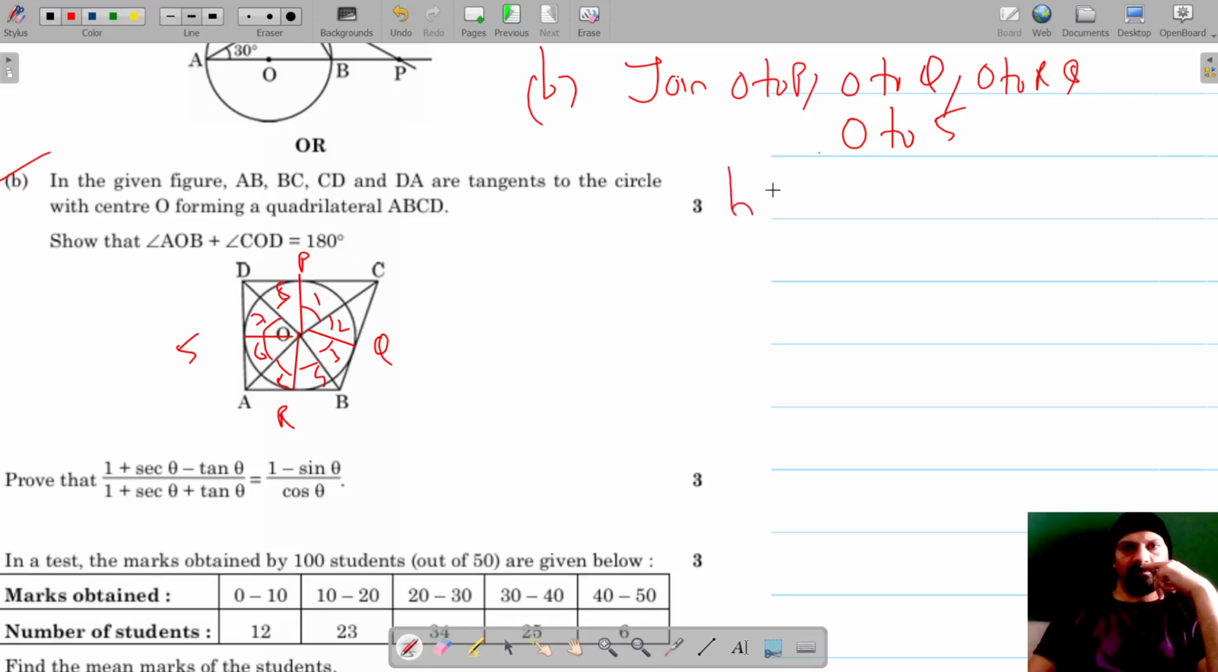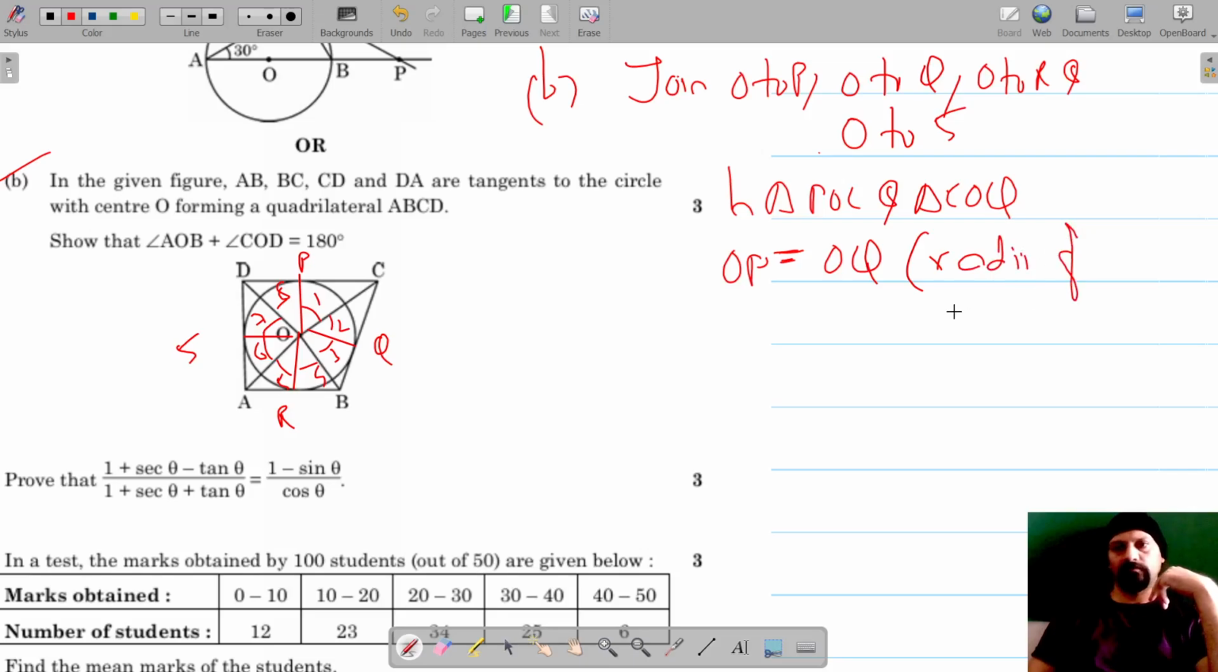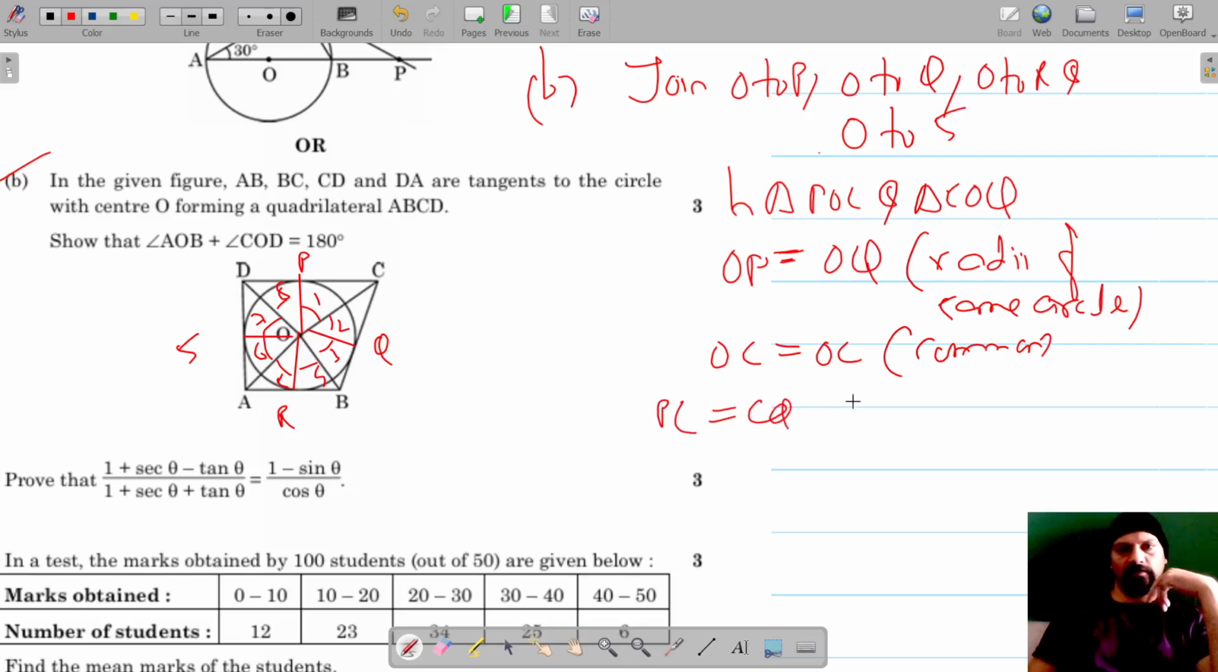Now, in triangle POC and triangle COQ, OP is equal to OQ. These are the radii of the same circle, and OC is equal to OC, that is common. Also, PC is equal to CQ. These are the tangents drawn from an external point to the circle, so they are equal.